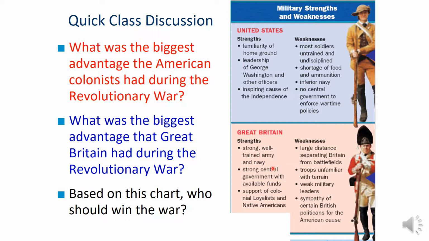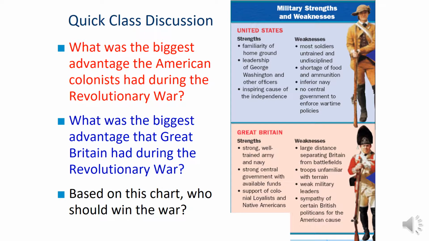Let's look at Great Britain and their strengths. They have a strong, well-trained professional army and a navy. America doesn't have a navy. They have a strong central government, obviously, to force their troops to do what they want them to. They had the support of the Loyalists, which at that time was about 20% of the colonists.